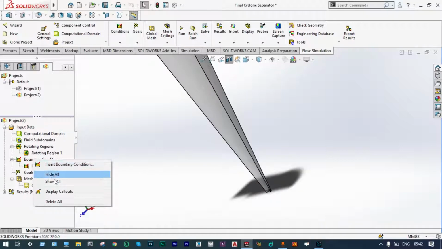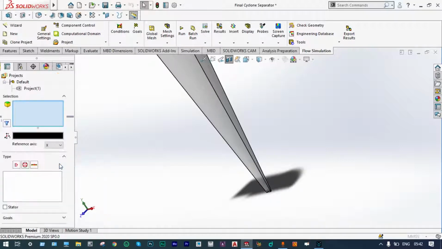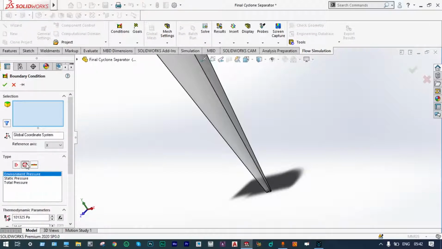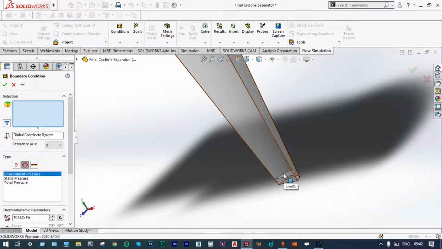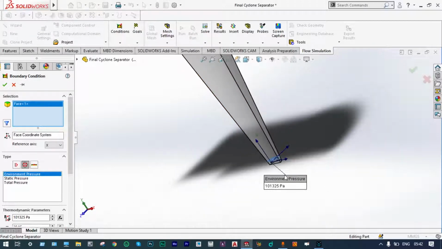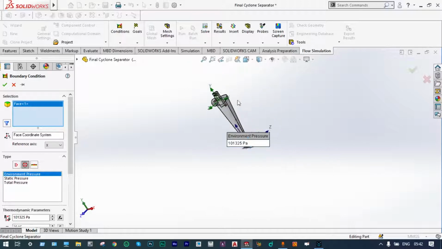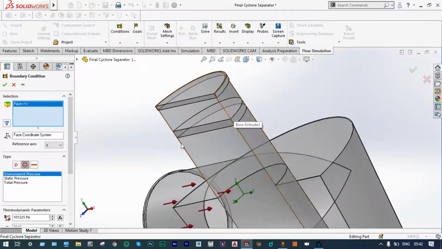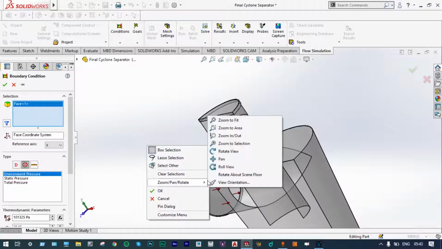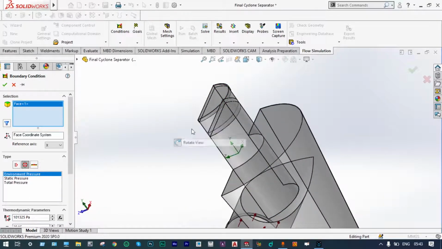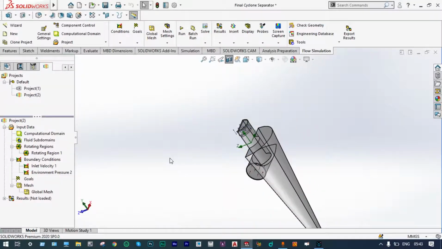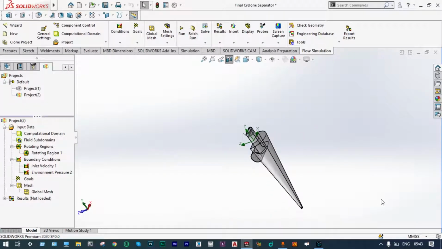Boundary conditions, insert boundary condition. It will be atmospheric pressure at the exit locations. You can select the exit locations from here. One is selected. That is the exit at the bottom part. Now we have to select the exit at the top part also. We can select it. Done. Both the boundary conditions have been applied properly.